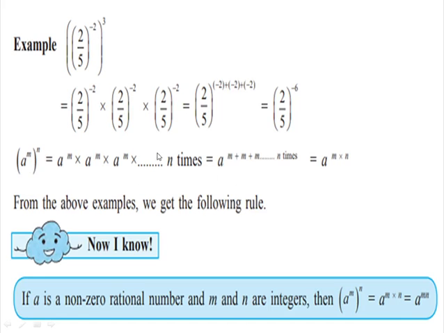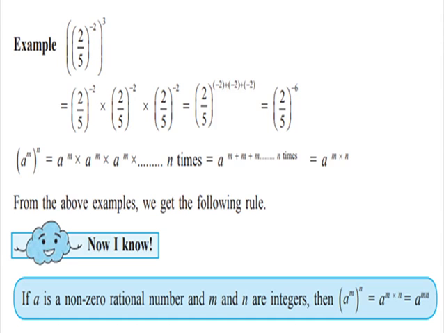From all the above examples, we get the rule that if a is a non-zero rational number, again children, the same rule we are applying here, that the base should be a non-zero rational number, and m and n are integers, then a raised to m raised to n is equal to a raised to m multiplied by n, that is a raised to the power mn. Now here you have seen the rule of the power of a number in index form.